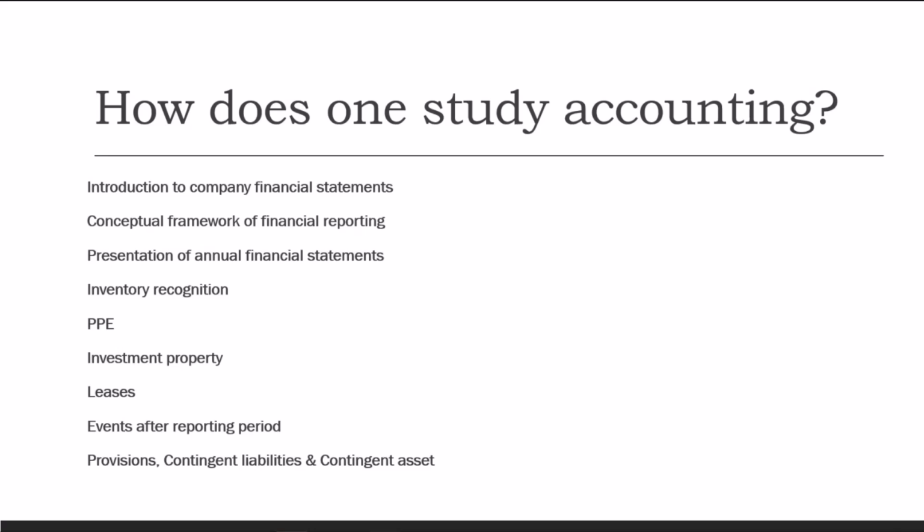So we're going to go through financial statements. We're going to go to the conceptual framework of financial reporting, presentation as per IAS 1, inventory recognition IAS 2, property, plant and equipment IAS 16, investment property IAS 40, leases IFRS 16, events after the reporting period IAS 10, provisions, contingent liabilities and contingent assets IAS 37. And then we're going to look at consolidated financial statements for subsidiaries, IAS 27. Then how to prepare consolidated financial statements with associates, IAS 28. We're going to look at IFRS 3, which is business combinations. All these are standards that we are going to work on, all about the examination.